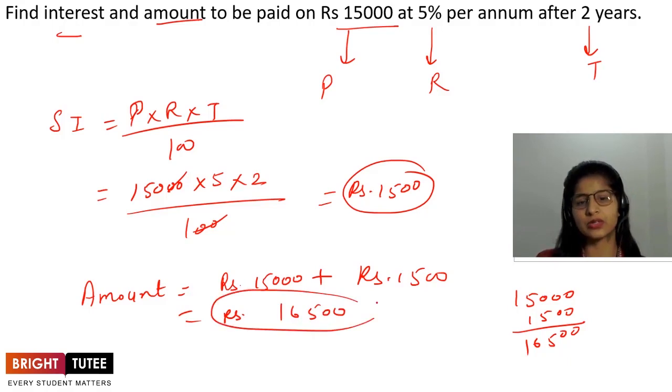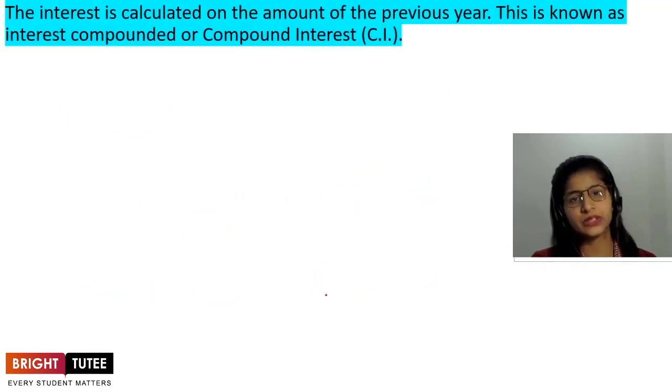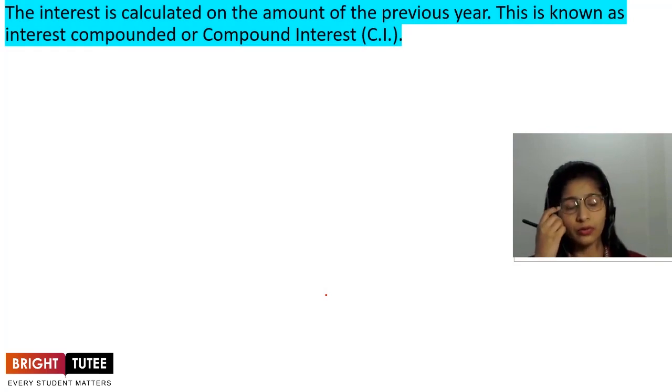16,500. This is the amount he has to pay at the end. Clear? Okay. So here is something written, read it carefully. The interest is calculated on the amount of previous years. This is known as interest compounded or compound interest. What do we mean by this statement?